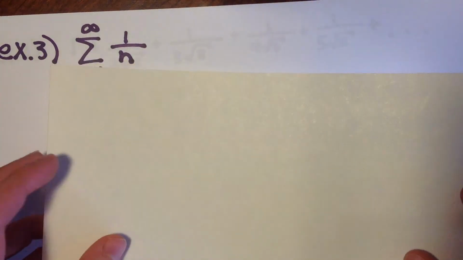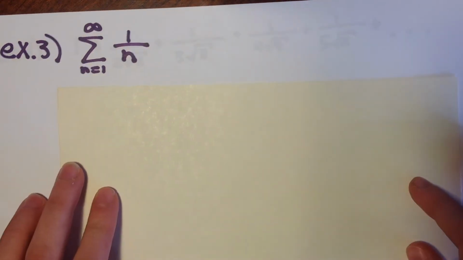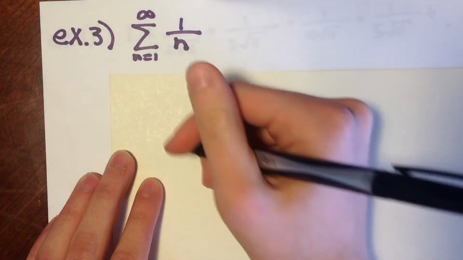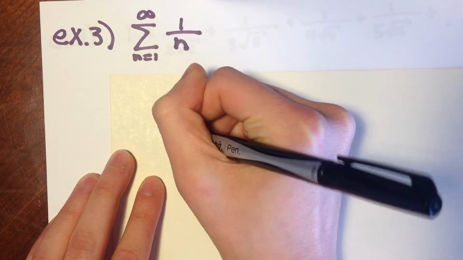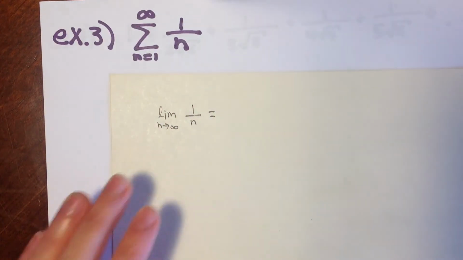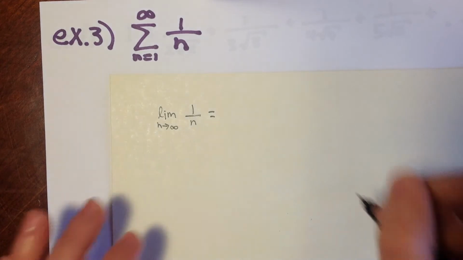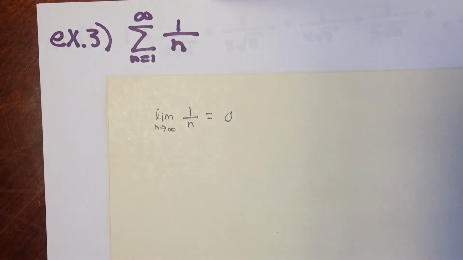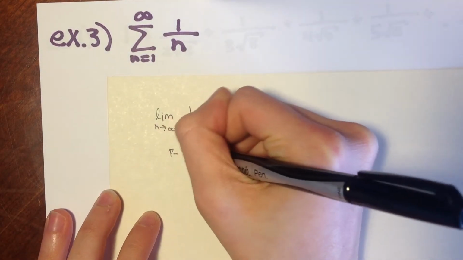So in this next example, we have the sum as n goes from 1 to infinity of 1 over n. So we are going to apply the nth term test for divergence. And when we get 1 over infinity, we end up with 0. And the nth term test for divergence is inconclusive. This is the point at which we realize that we need to learn another test. And that test is the p-series test.